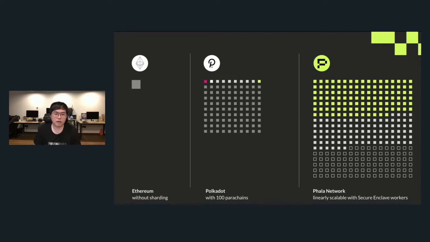Like Ethereum, we only have unsharded Ethereum. It's just like a single shard. No matter how many nodes are added to the network, it still doesn't increase the overall throughput. And Polkadot is much better. Polkadot has parachains. So maybe if we have 100 parachains, we can theoretically have 100 times more throughput than Ethereum. On Phala Network, we can have tens of thousands of workers easily stacked to create a linearly scalable system, and everything is organized by our blockchain.